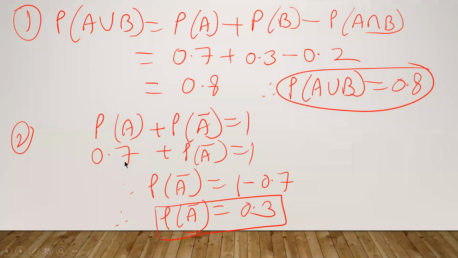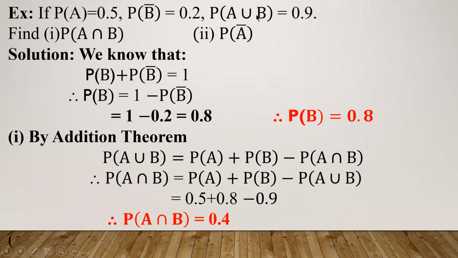Basically, probability of A and its complement should add up to 1. 0.7 plus 0.3 is 1. So if you know the probability of any event, you can find out the probability of its complement by subtracting from 1. Okay. So we have solved these two problems.